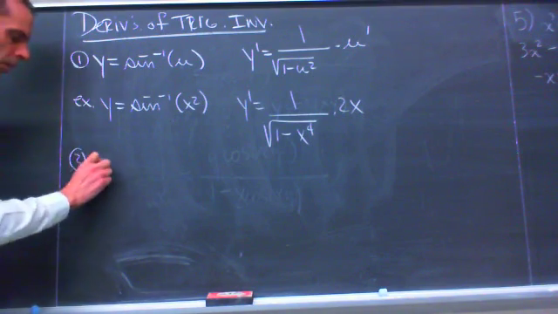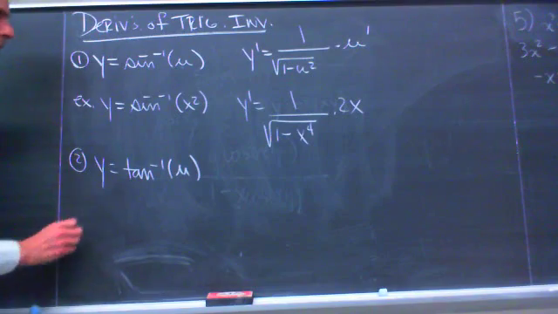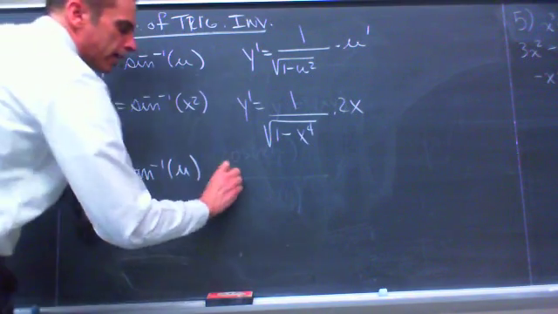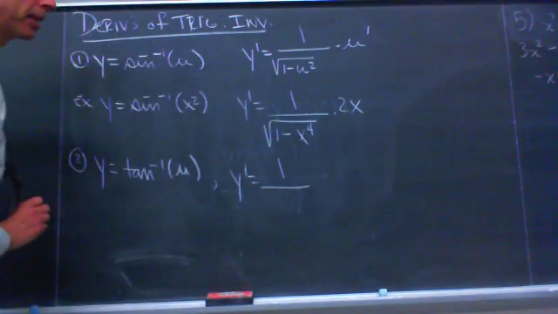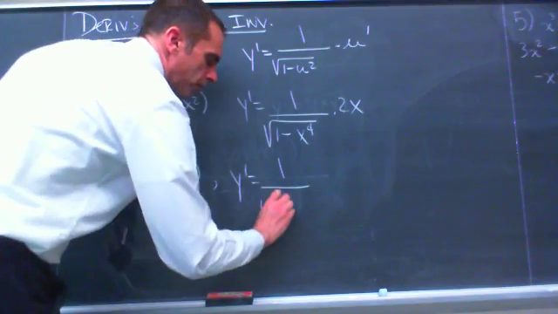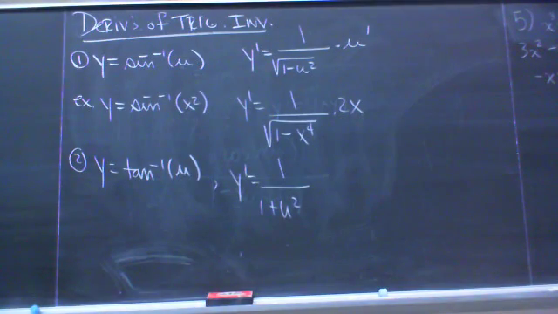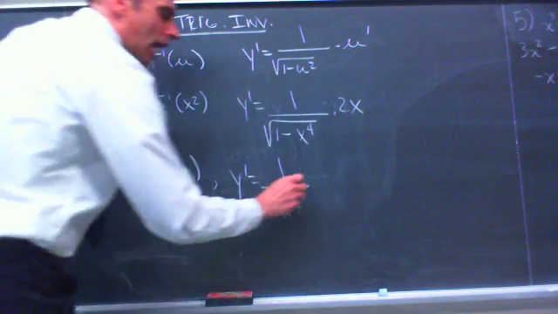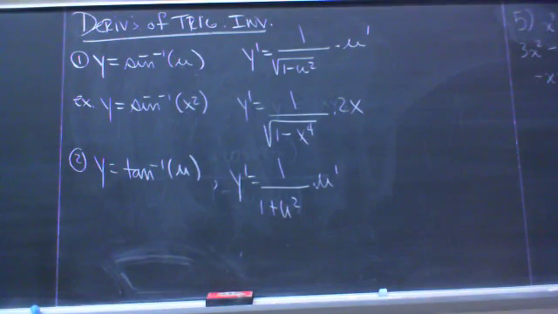Number 2, y equals tangent inverse of u. The rule will be y prime equals 1 over 1 plus u squared, it's the inside stuff squared, times u prime, the derivative of the inside stuff.